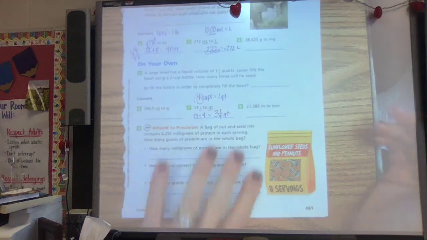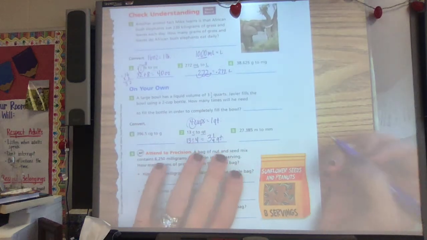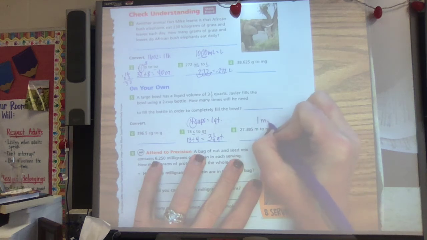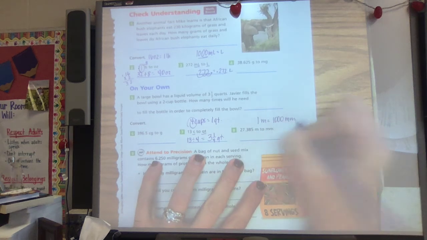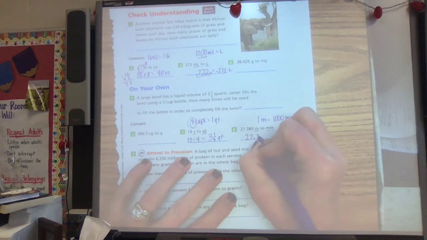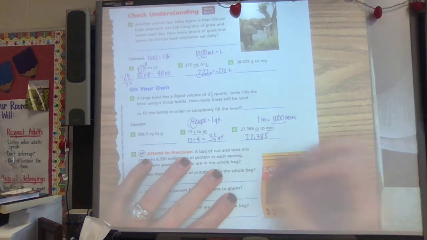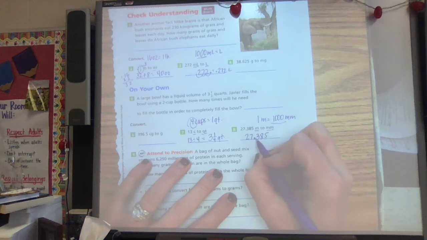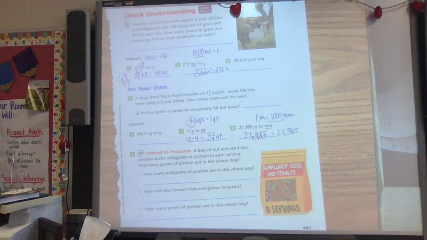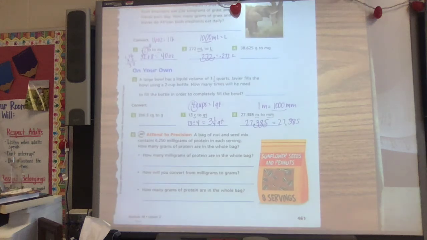All right, then let's do number 8, and we'll stop right there. We're changing meters to millimeters. 1 meter is 1,000 millimeters. So if I'm moving from meters to millimeters, I'm moving from bigger to smaller, I'm gonna multiply by 1,000, which means I can move my decimal 3 times, 10, 100, 1,000, and that'd be 27,385. Okay, so we're continuing just practicing what we know about these conversions, and I want you guys to do your best.